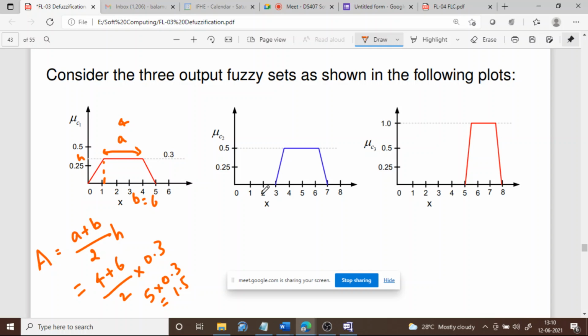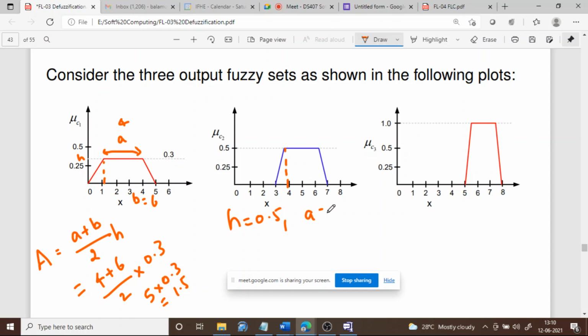Not 2.5. See, what is H? H is this. It's not 2.5. What is the height? What is the height value? 0.5. H is 0.5.